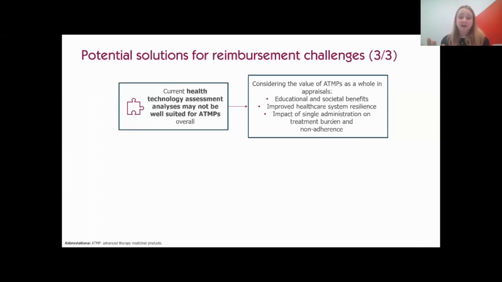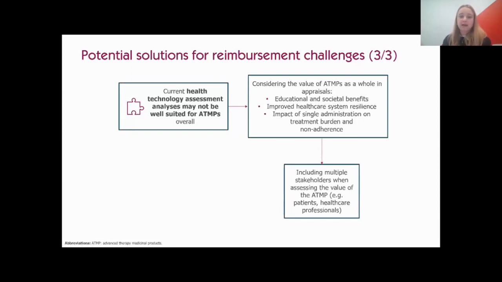Additionally, things like non-adherence. So if there's a prescribed treatment regimen where patients have to take a treatment every day, obviously they won't have to do that if there's a one-time administration. So that's something that should be taken into account. And just in general, providing a more holistic view. So that includes including multiple stakeholders when assessing the value of advanced therapy. So not only healthcare professionals that treat patients with said diseases, but also patient groups can contribute to these discussions. They can provide statements, they can attend the HTA appraisal sessions and provide their perspective on what the value of such a therapy would be for them.